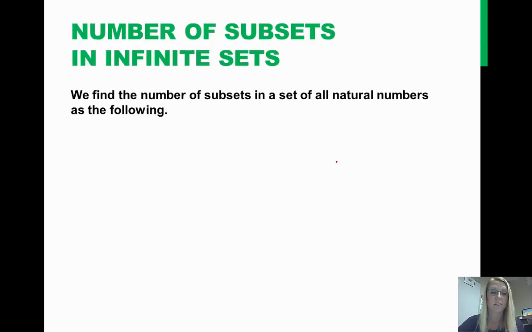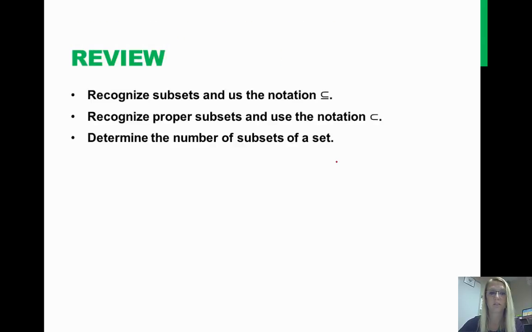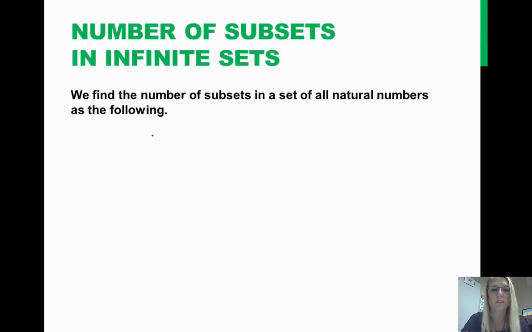Number of subsets in an infinite set. Well, we find the number of subsets in all natural numbers as the following. Notice that natural numbers, remember, is 1, 2, 3, and it goes on forever. So the number of subsets in the natural numbers is 2 to the, remember the squiggly line that stands for the cardinality of an infinite set? So it would be 2 to the aleph-naught, which is an infinite number, and that would equal aleph-one.